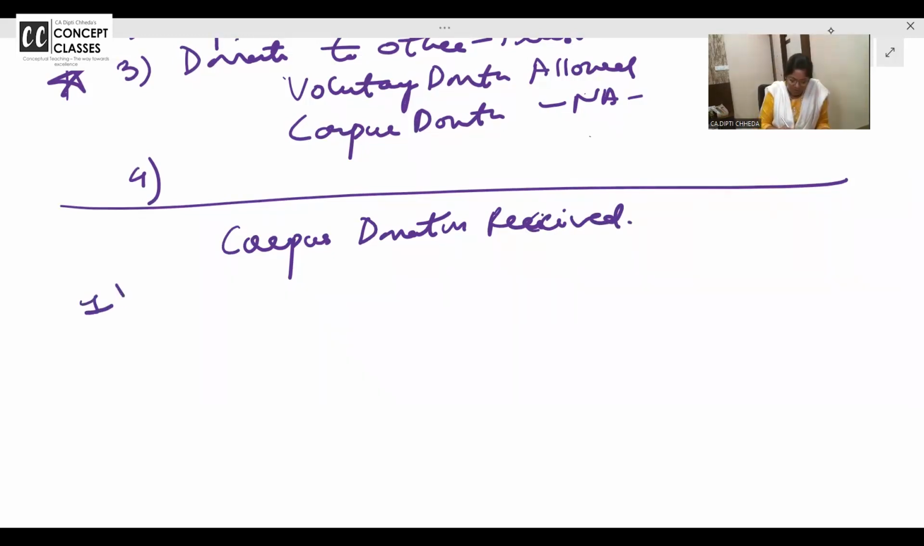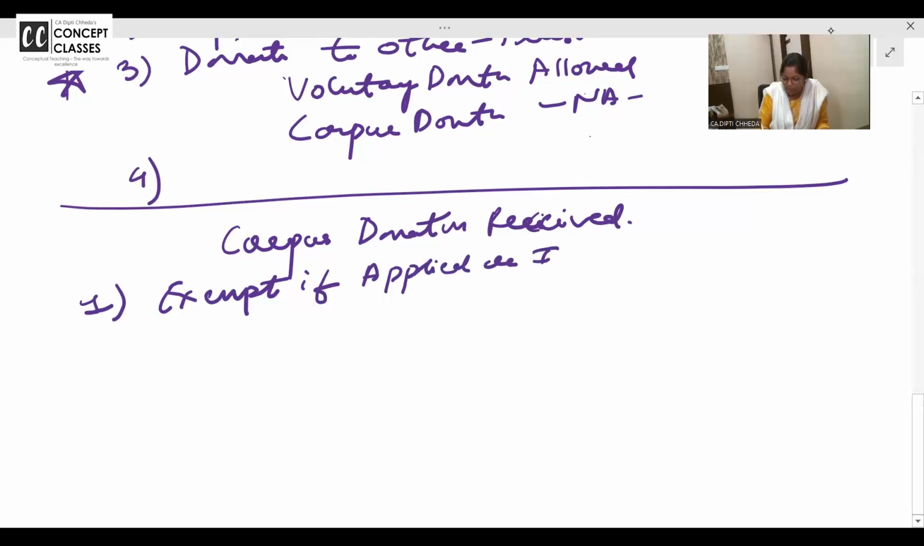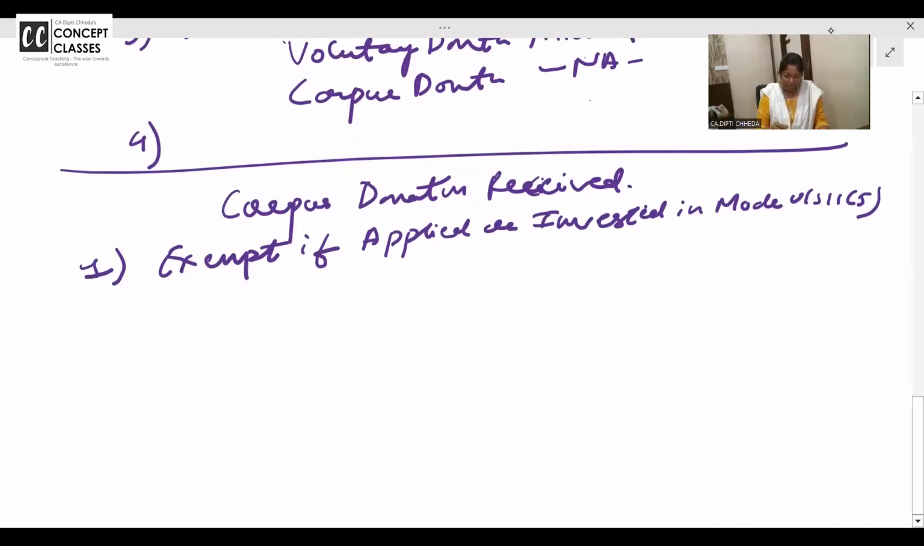Corpus donations received. Number 1, exempt if applied or invested in a mode under section 11.5. Clear? In 11.5 they have given the modes. You can make FDs, you can put it in the market and all. Okay? Exempt if applied or invested in the mode under section 11.5.